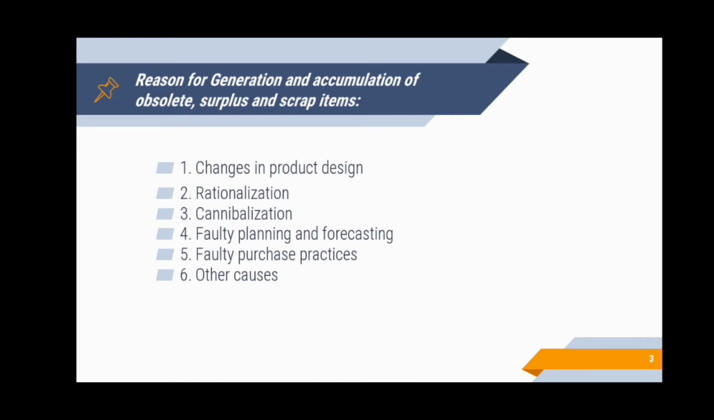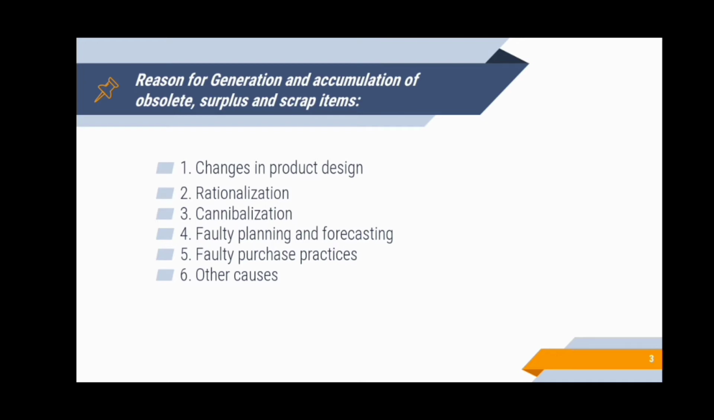Next is reasons for generation and accumulation of obsolete, surplus, and scrap items. First is changes in product design. This may lead to some items getting invalid so far as the final product is concerned. Hence, the entire stock of such items are surplus and obsolete.